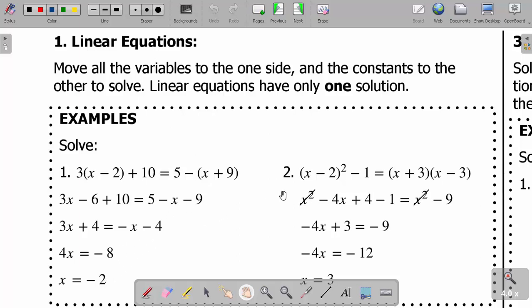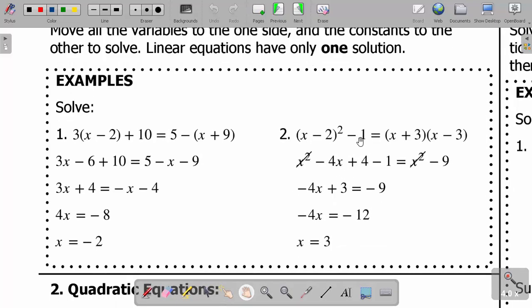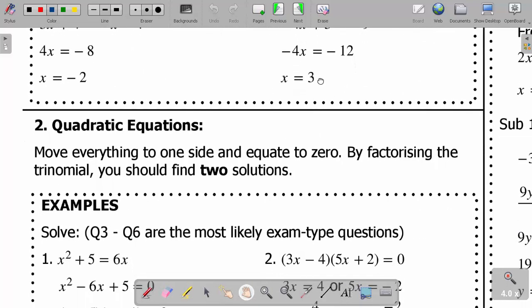So that's linear. Now this one here, when I open brackets, I'm going to get x squared minus 4x plus 4. On the other side, x times x gives me x squared. This is the difference of two squares, so it gives me x squared minus 9. So the x squared terms cancel, leaving it linear. Now this positive 3 becomes a minus, so I have minus 4x equals minus 12. Dividing both sides by minus 4 gives me positive 3. That is to do with linear equations, which have only one solution. Let us look at quadratic equations.